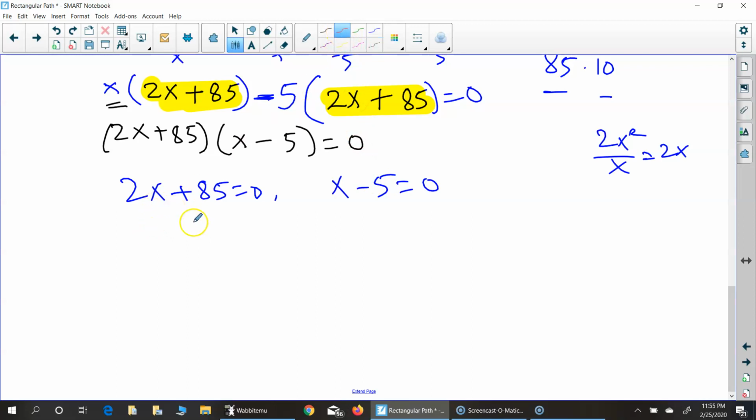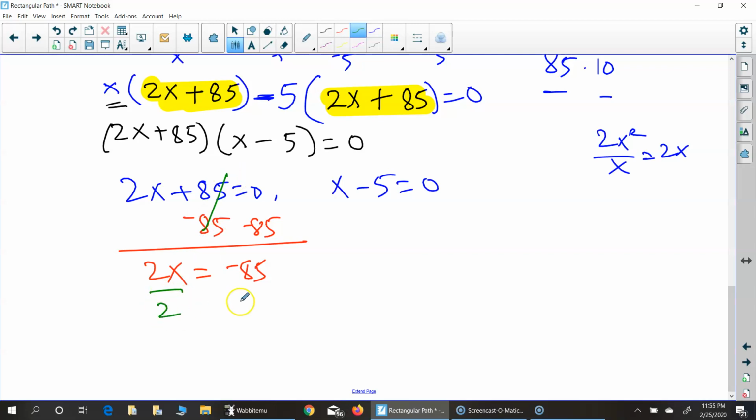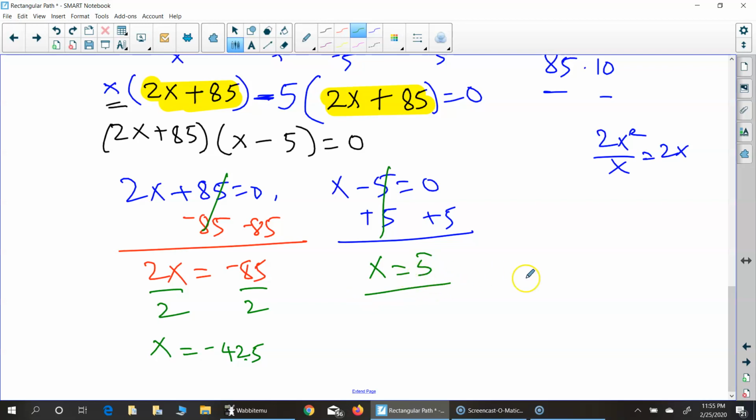Then solve for x. How do you do that here? Take away 85 on both sides to give you 2x is equal to negative 85, because these two cancel off. Now divide by 2, to give you x is equal to negative 42.5. And here, adding 5 on both sides for my second factor, x minus 5 is equal to 0, so that this 5 gets cancelled. Gives me x is equal to 5. So now your answer is x is equal to negative 42.5 or x is equal to 5.